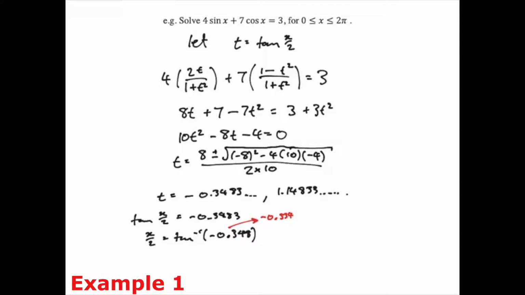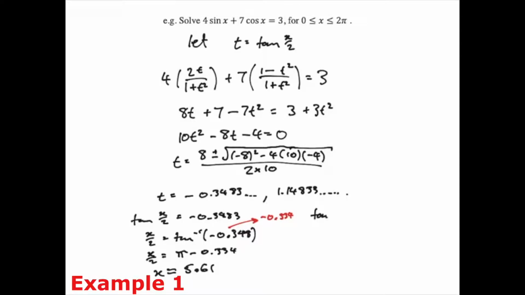But that will not be within the domain that we have from 0 to 2 pi. So tan has a cycle of pi, so we just add pi until we get to where we want. So x over 2 is pi plus the negative 0.334, and then I need to multiply by 2, so I get 5.61. Okay, now that's just one solution.